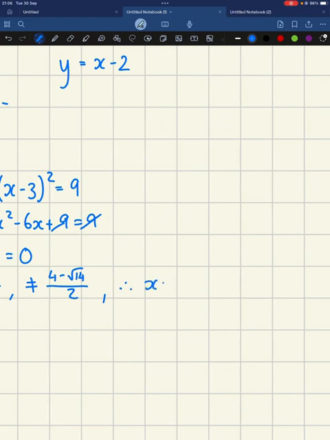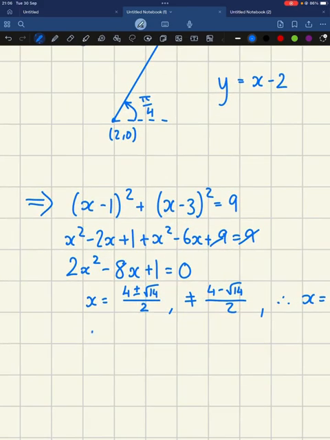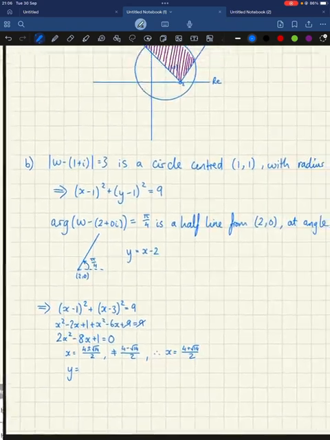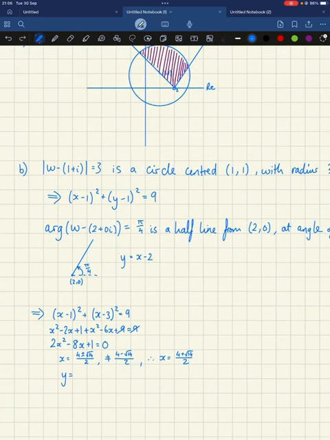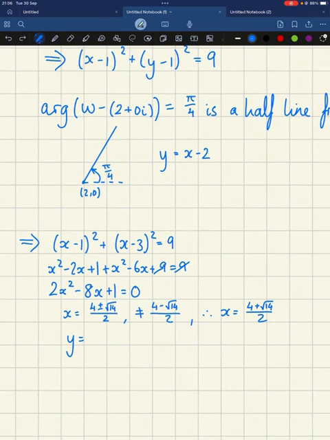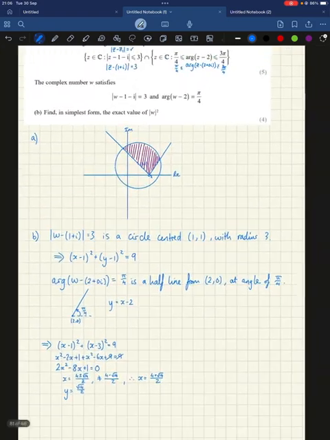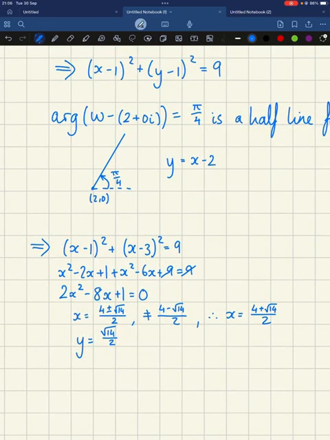Therefore, x is (4 plus root 14) over 2. And then y, well, we said earlier y is x minus 2, so it's (4 plus root 14) over 2 minus 2, and that's root 14 over 2. So y is root 14 over 2. But we're not finished yet. x is this, y is this.